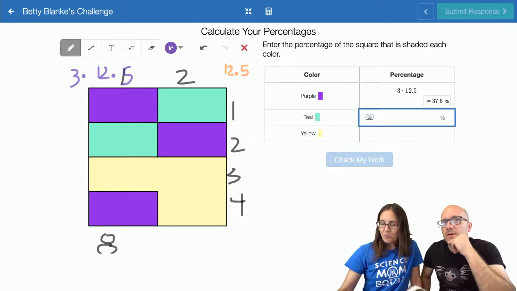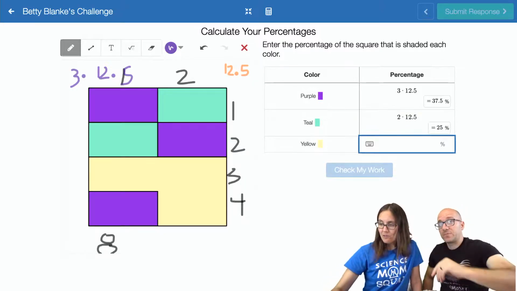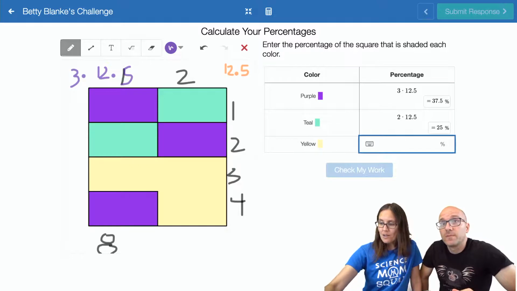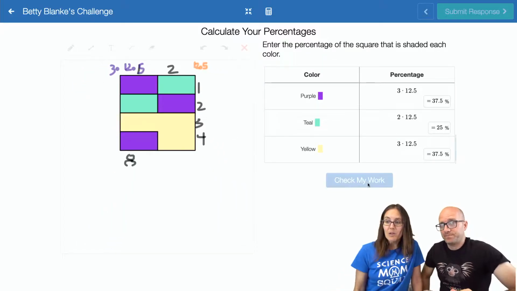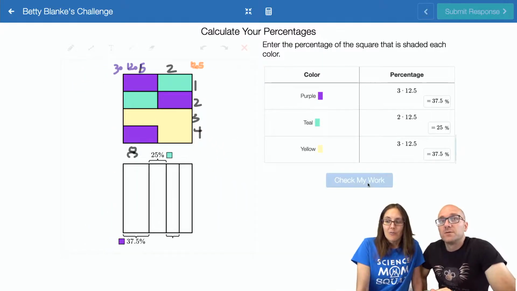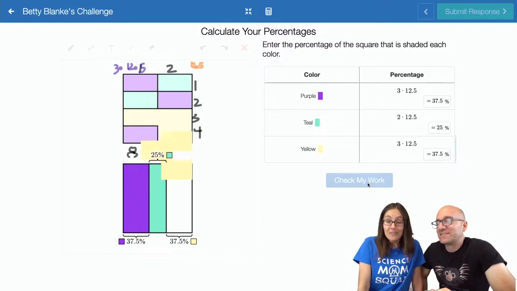Good. And then with the teal, I'm going to do the same thing. 2 multiplied by 12.5 gives me 25%. And then yellow, I have 3 again. 3 multiplied by 12.5 is 37.5%. I'm going to check my work, and we're going to find out if I managed to pass Betty's problem, a most excellent problem, I will say.